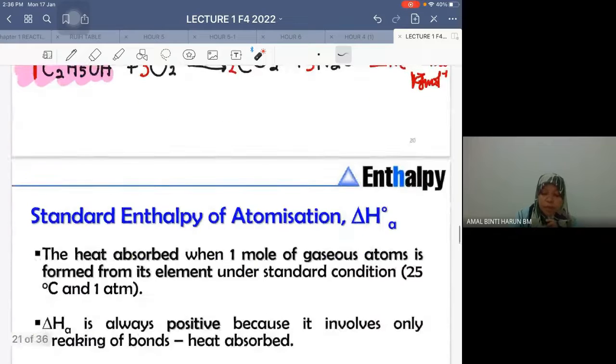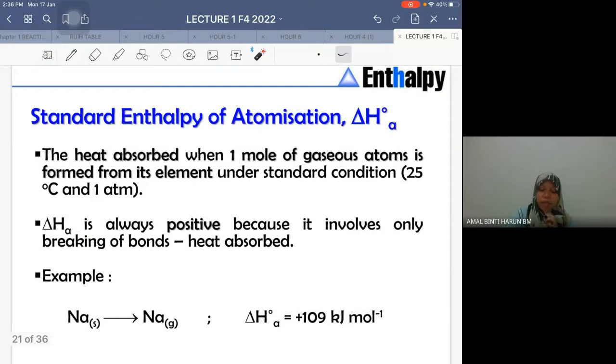Okay. Habis heat of combustion. Sekarang standard enthalpy of atomization ataupun heat of atomization. Okay, ini definition dia: heat absorbed when 1 mole gaseous atom is formed from its element under standard condition. Okay. Heat absorbed. So you akan dapat heat absorbed dia, enthalpy of atomization always positive. Always positive.